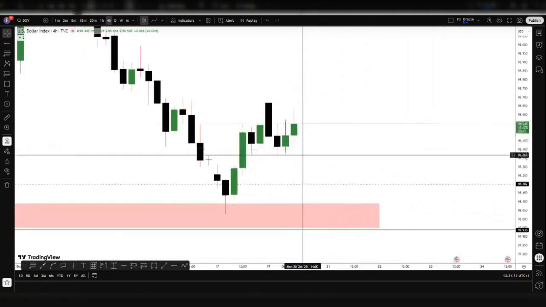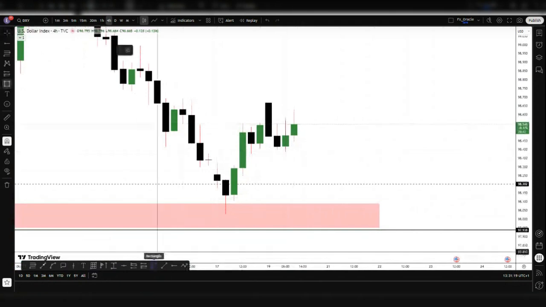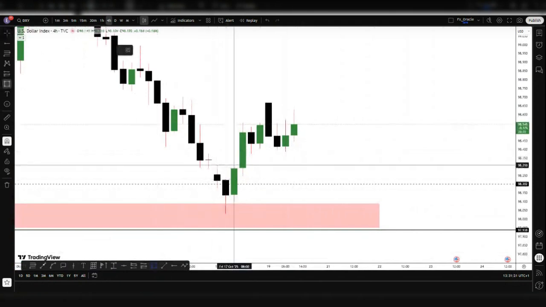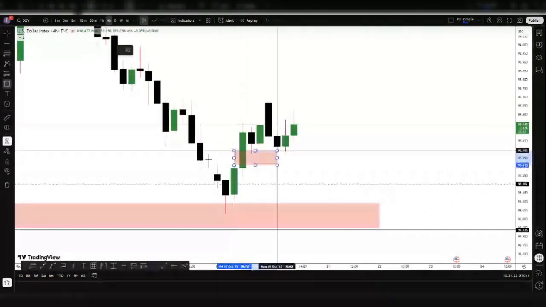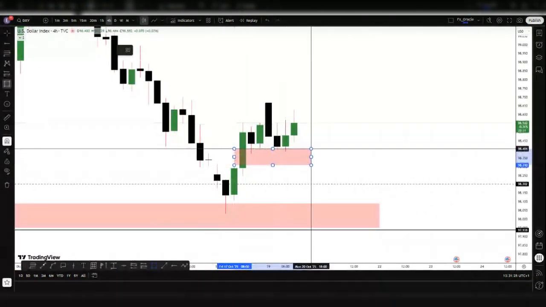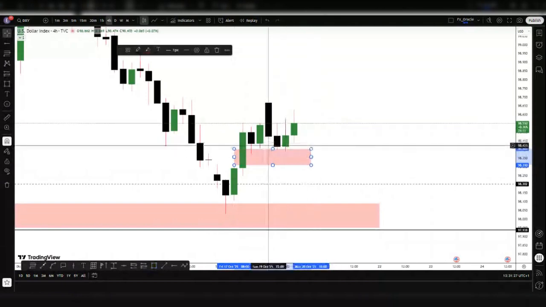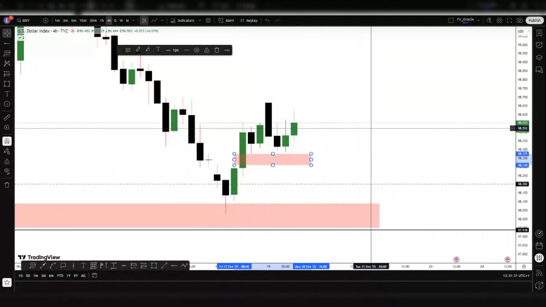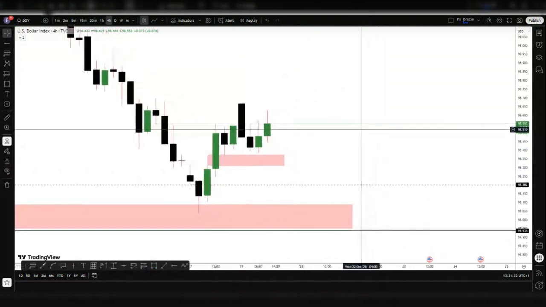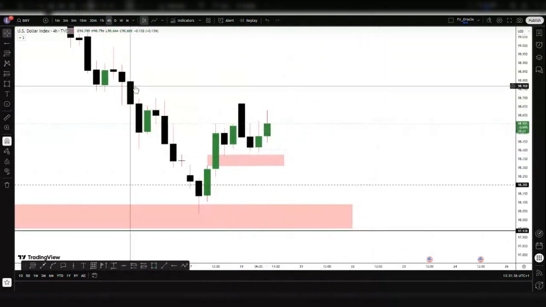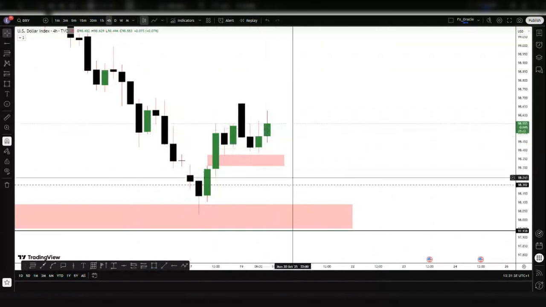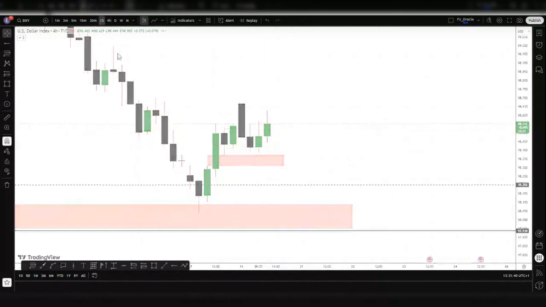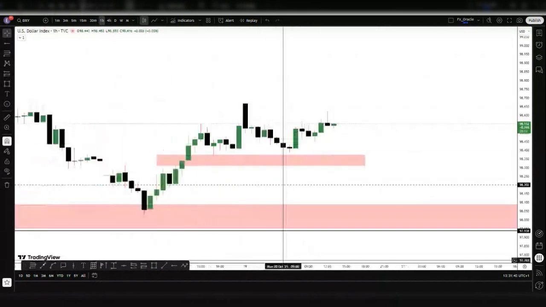We need manipulation. So for that manipulation, I would love to see price maybe tap into this other imbalance here on the 4 hours, then give us, oh sorry, this is not drawn well. Okay, yeah. So I'd love to see price come back to that 4 hour time frame imbalance. Then we get a confirmation to buy back. Let's drop to 1 hour and see more of the structure.